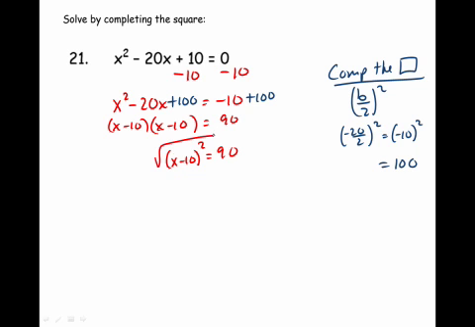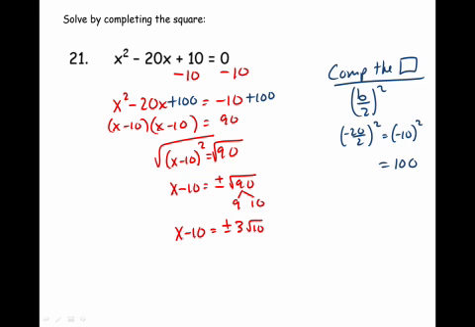To undo a square, we take the square root of both sides. So this becomes x minus 10 equals, remember, when you take a square root, you have to add plus or minus the square root of 90. We can go ahead and factor the 90 now. It's 9 times 10, so you can pull out a 3. So this becomes x minus 10 equals plus or minus 3 root 10.